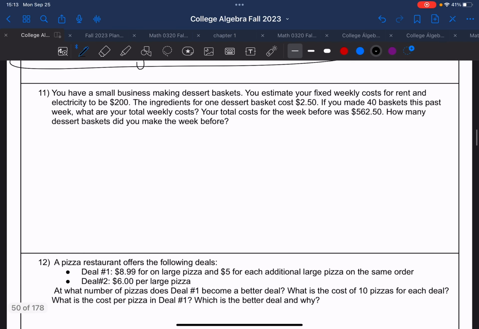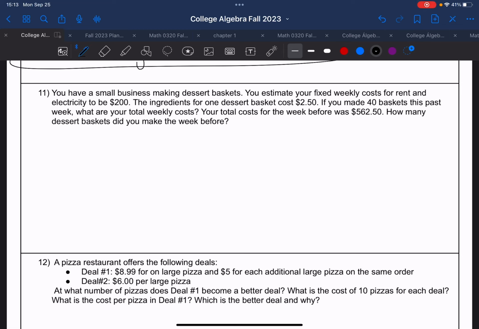Okay, number 11 says you have a small business making dessert baskets. You estimate your fixed weekly cost for rent and electricity to be $200. The ingredients for one dessert basket cost $2.50. If you make 40 baskets this past week, what are your total weekly costs? Your total cost for the week before was $562.50. How many dessert baskets did you make the week before?